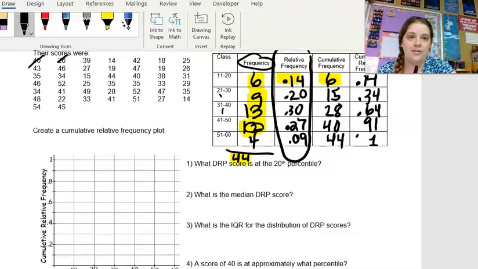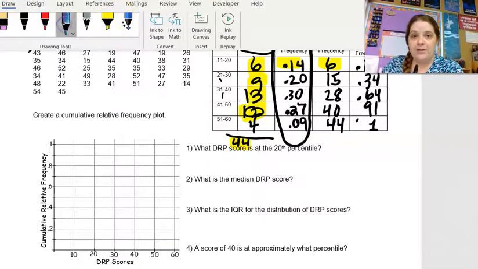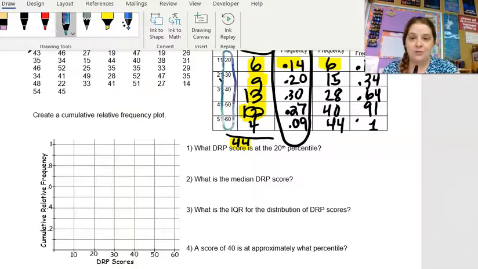So the question says, construct a cumulative relative frequency chart. I'm going to start, and when we do this, we are using up to this point. So we're going to be using these upper boundaries because we're saying up to 20, I have a certain percentage. So at 20, our cumulative frequency was 14%, which is about right here. At 30, we have about 34%. So that's going to be about right there. At 40, we had up to 40, about 64%.